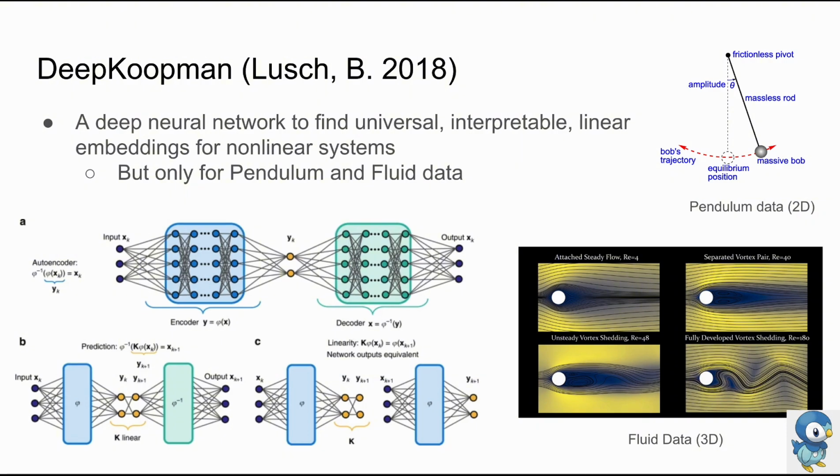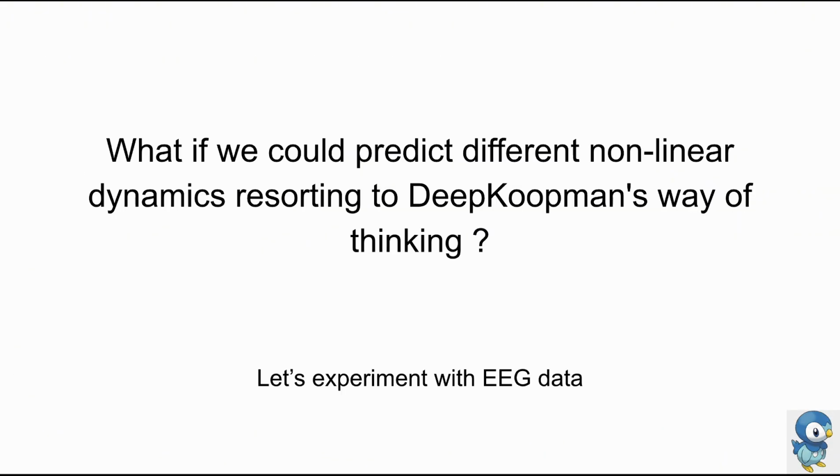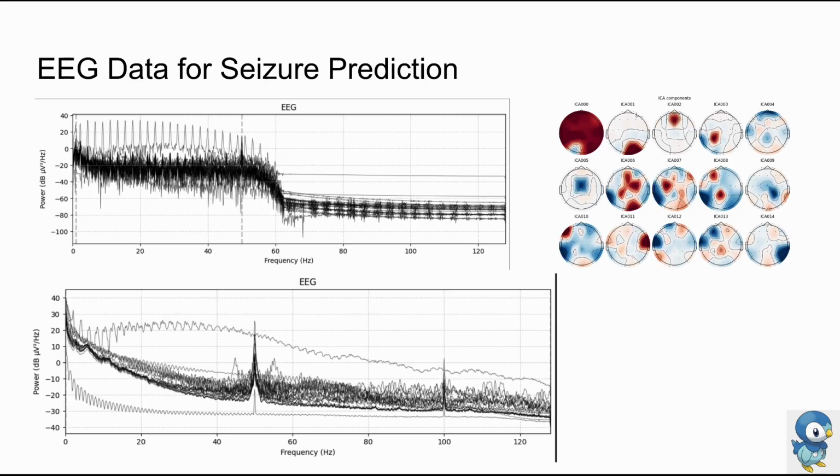When proposing such a model, the authors only chose to analyze systems with well-known governing equations, such as a pendulum and fluid data passing through a cylinder. What if we could predict different nonlinear dynamics, resorting to Deep Koopman's way of thinking? To address this question, we used EEG data.